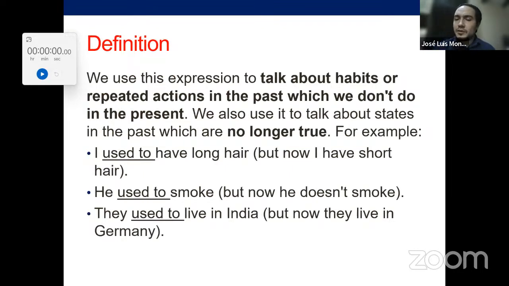Let's read the definition, actually, not examples, just the definition, please. We use this expression to talk about habits or repeated actions in the past, which we don't do in the present. We also use it to talk about states in the past which are no longer true. Right, so you are mentioning things that perhaps are not part of your life anymore, things that you don't do anymore, that were part of your habits, but because of age, because of many circumstances, it's not a thing anymore, right? So we get that. That's very simple.